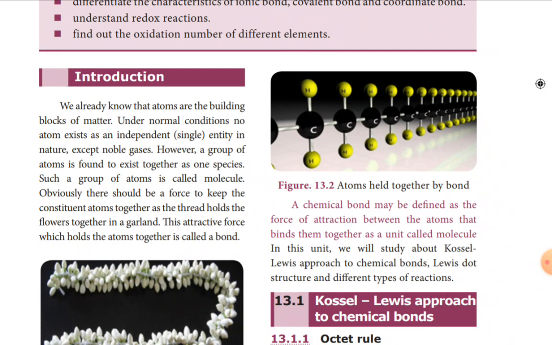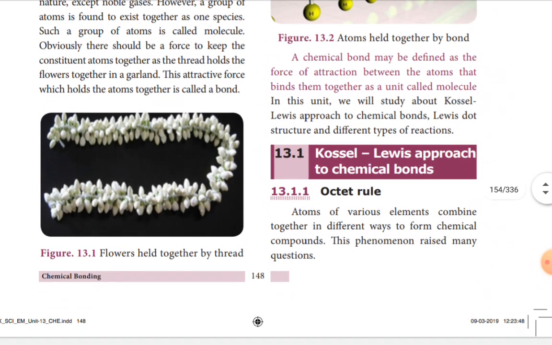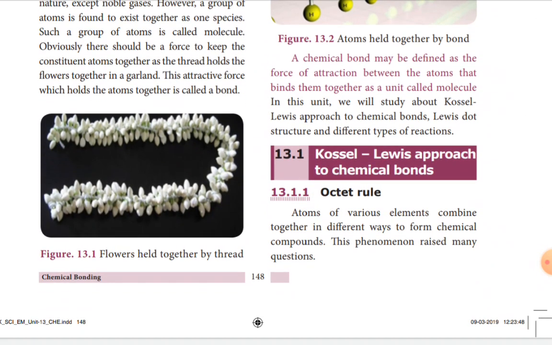So in this unit we will study about the Kossel-Lewis approach to chemical bond, Lewis dot structure, and different types of reaction. So here three things are given, what we are going to learn in the coming paragraphs. First, the Kossel-Lewis approach to the chemical bond, then Lewis dot structure, then thirdly different types of reaction. First, see the Kossel-Lewis approach to chemical bond. So first, let us know what is called the octet rule.